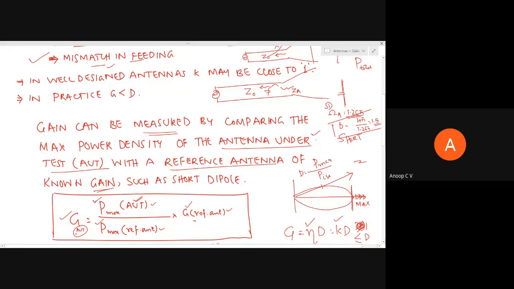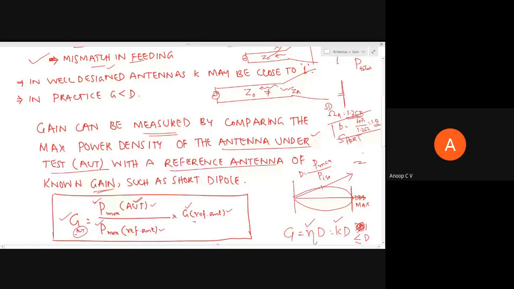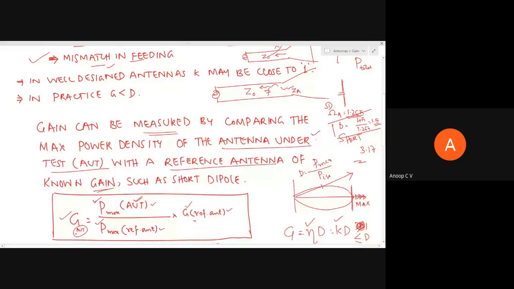Tell me, what is 4 by 1.26? So I was just telling a short dipole. 3.17. Sorry, 4 by 1.26 is 3.17, right? And what is 4 pi by 1.26? 4 pi by 1.26. 9.97.